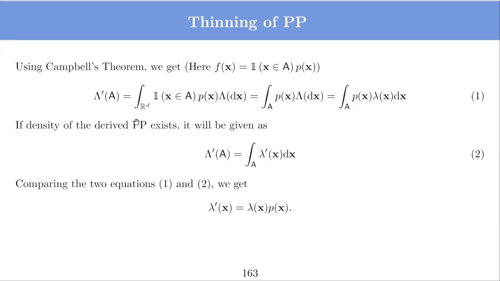Now, if the density of the derived PP exists, suppose it is lambda dash(A), then we know that for every set A, lambda dash(A) should be integration of density over A. Okay, this is by definition of density. If density exists, then this should be true. So if I compare this and this, what I get is if the density exists, the new density should be equal to p(x) into lambda(x). Okay, now if you look at this, even if lambda(x) is constant lambda, because of this p(x), the new point process will no longer have the constant density over space.